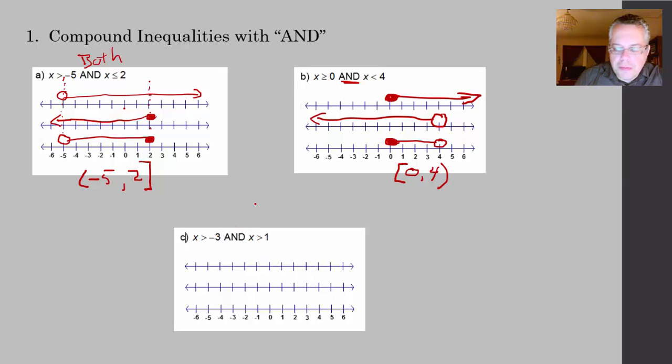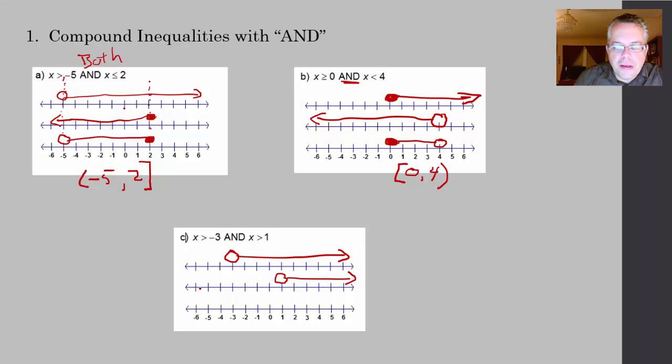This one we have to think about just a little bit. So x is greater than -3 goes to the right. X is greater than 1 goes to the right also. So I have to keep in mind what I'm looking for. I'm looking for values of x that are on both graphs.